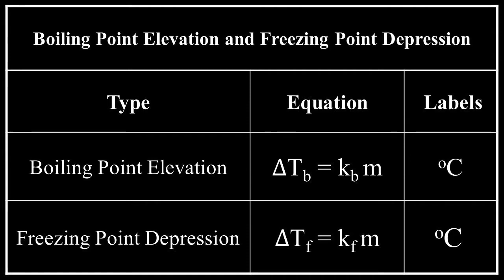Here's the boiling point elevation and freezing point depression equations. Delta TB is the boiling point elevation, that's going to equal KB m, and the freezing point depression will be delta TF equals KF m. The units are both degrees Celsius, so that's going to be the boiling point elevation and the freezing point depression. Those are two very important equations.